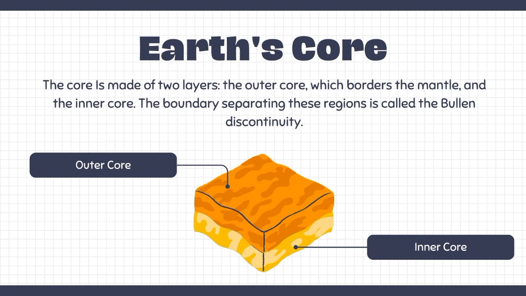Ang Earth core ay binubuo sa dalawang bahagi. Ito ay ang outer core, which borders the mantle, and ang inner core ang pinakagitnang bahagi ng ating mundo. At ang tawag sa boundarya na humihiwalay sa outer core at inner core ng ating mundo ay tinatawag na Bullen discontinuity.